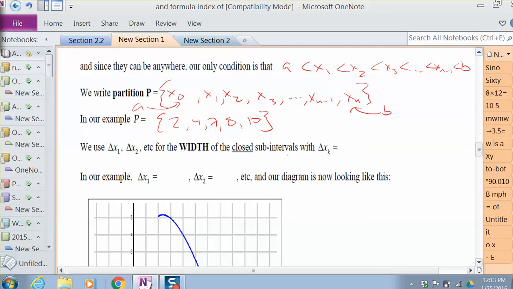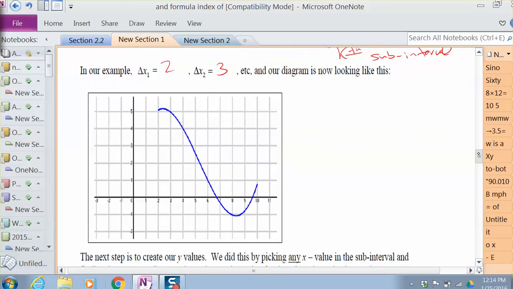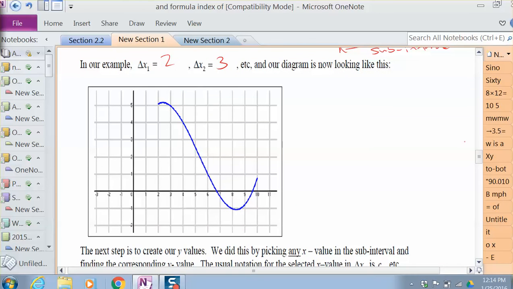So x1, delta x1, delta x2, except for the width of the closed interval, with delta xk as the width of the kth subinterval. So delta x1 was 2, delta x2 was 3. So our diagram could look something like this.